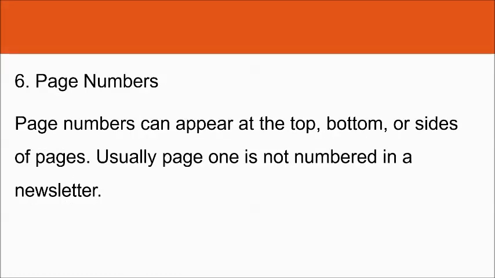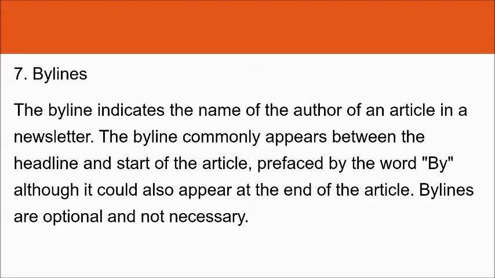Number six, of course, is page numbers. Page numbers can appear at the top, bottom, or sides of pages. Usually, page one is not numbered in the newsletter because that one is your main page. Bylines indicate the name of the author of an article in a newsletter. The byline commonly appears between the headline and start of the article, prefaced by the word by, although it can also appear at the end of the article. Bylines are optional and not necessary.